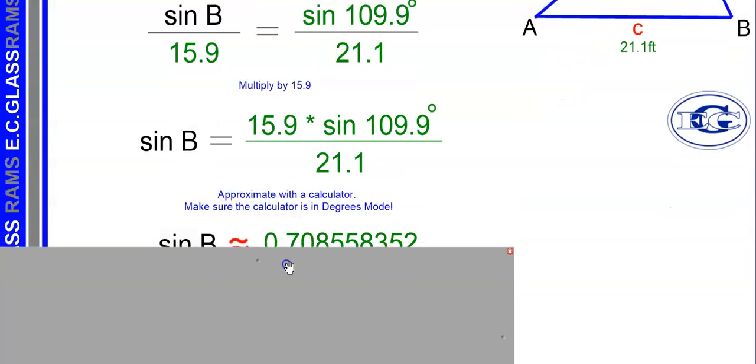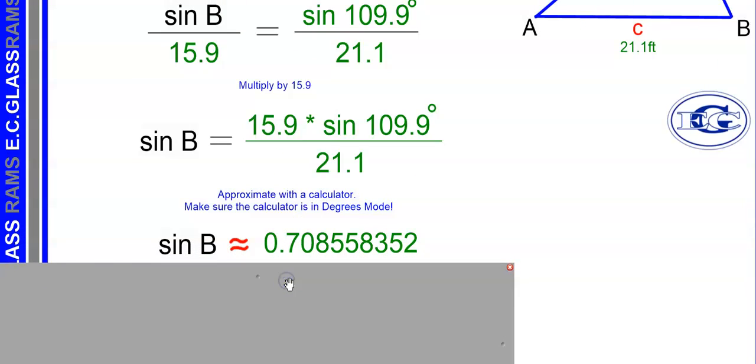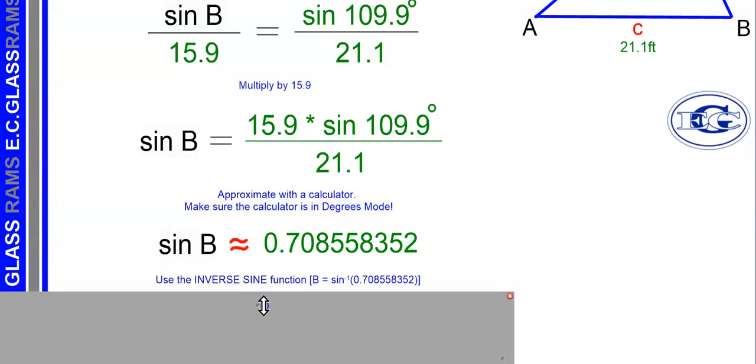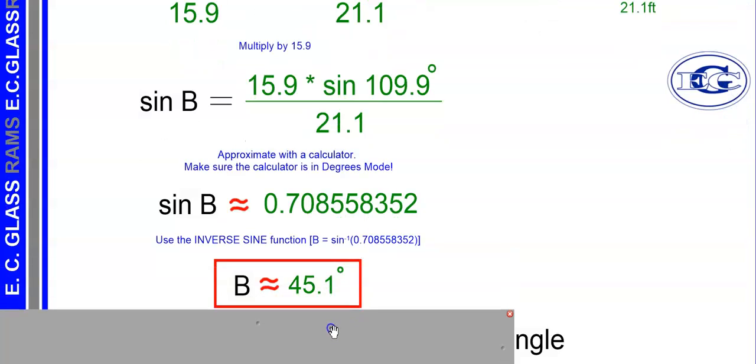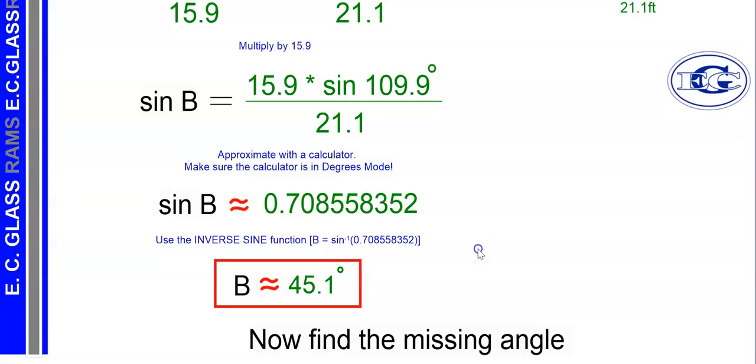Use the calculator to approximate the decimal value. Make sure it's in degrees mode. And we have this decimal number. But again, we need to get angle B by itself by applying the inverse sine function. So you type this in your calculator, and we get our final answer of B is approximately equal to 45.1 degrees. And we're almost done, so now we find the missing angle.